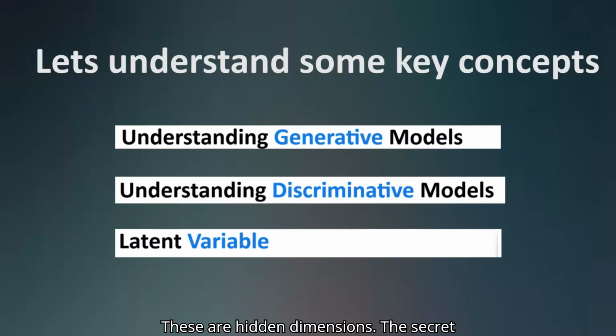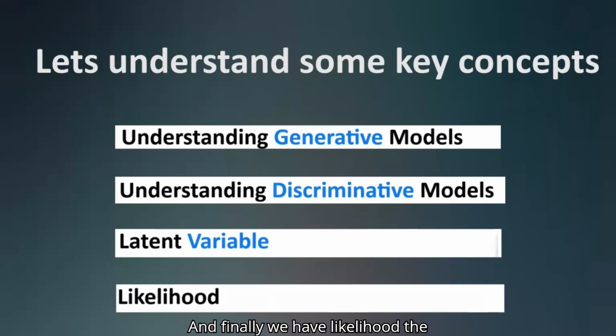These are hidden dimensions, the secret sauce that lets AI understand the essence of data and add creativity to the output. And finally, we have likelihood, the mathematical magic that helps AI evaluate how close its creations are to real world data. It's like fine tuning a masterpiece. Together, these concepts make generative AI a powerful tool for innovation and creativity, unlocking possibilities we once thought impossible.